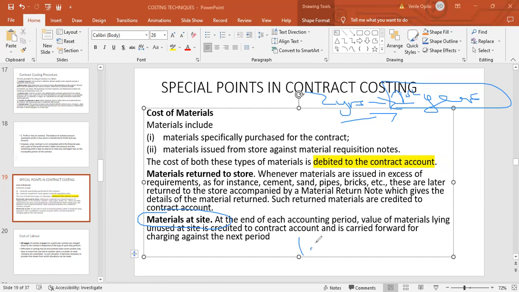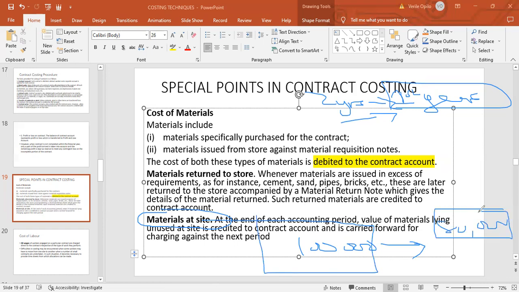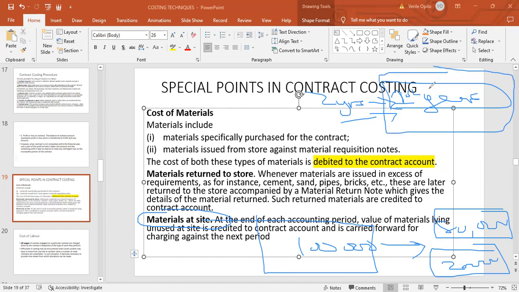Let's say you had transferred materials worth 100,000 to the site. So they are currently at the site. Out of the 100,000, you used materials worth 80,000. It means that there's some material worth 20,000 that has not yet been utilized. You want to prepare the financials for the company, and one of the elements is the details on the contract account.